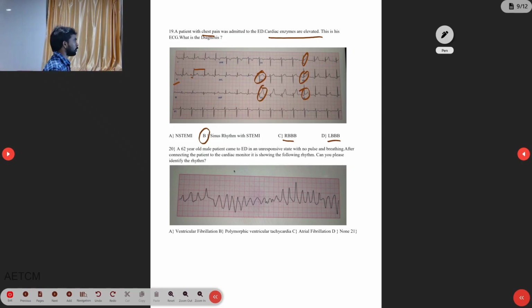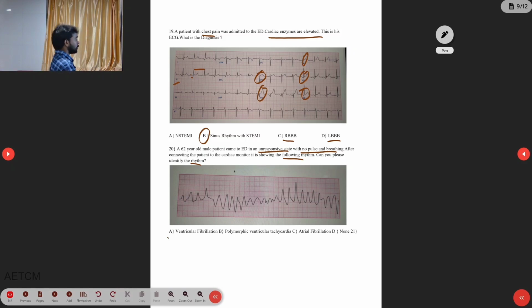A 62-year-old male patient came to ED in an unresponsive state with no pulse and breathing. After connecting the patient to the cardiac monitor, it is showing the following rhythm. Can you please identify this rhythm? And the options for this question are: option A is ventricular fibrillation, option B is polymorphic ventricular tachycardia, option C is atrial fibrillation, option D is none.